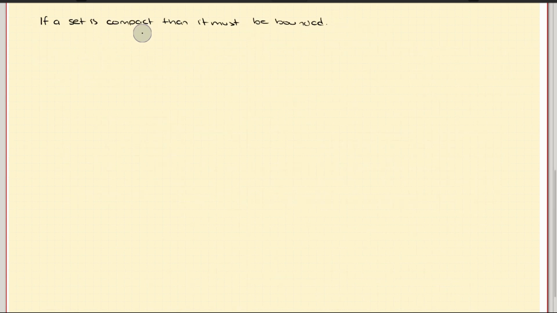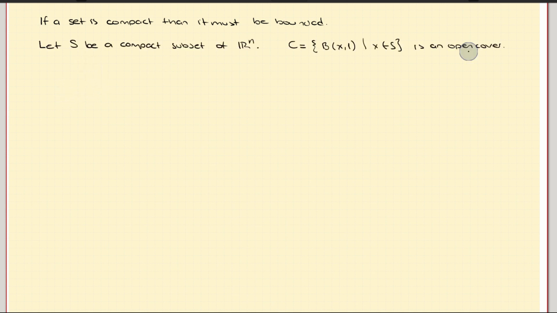Now we will show that if a set is compact, then it must be bounded. It's rather simple from the first one. So let's say that S is a compact subset of R^n, and we can construct an open cover containing balls with radius 1 for each point of S. So we have S here, and for every point x, we just take a ball with radius 1 around it. So these balls cover the whole set. So this is an open cover for S, and since S is compact, we may find a finite subcover.